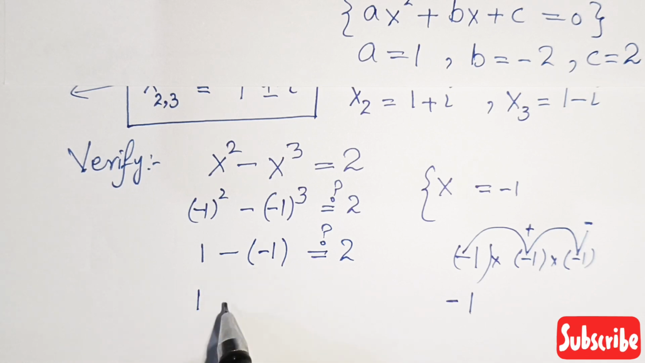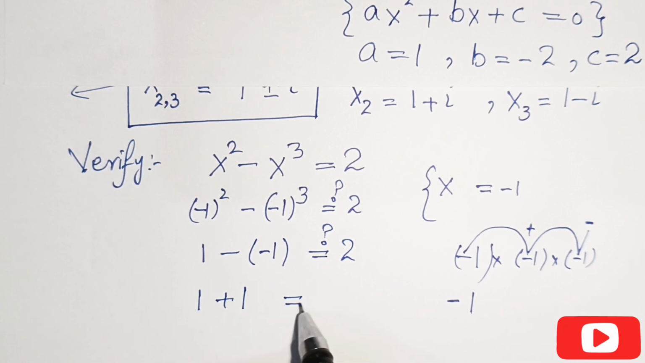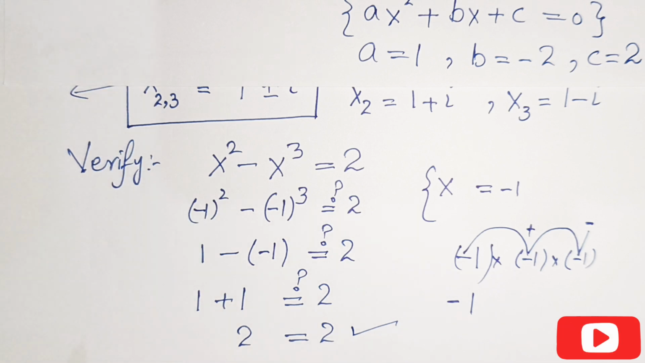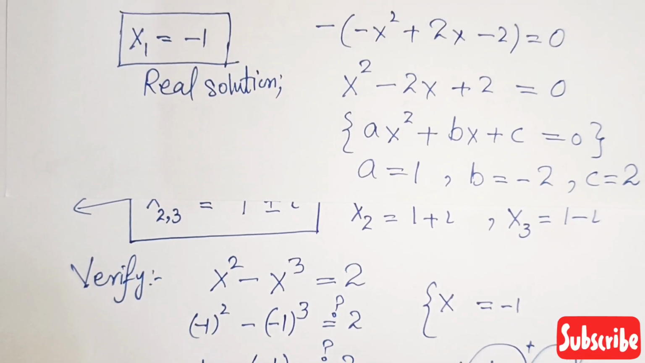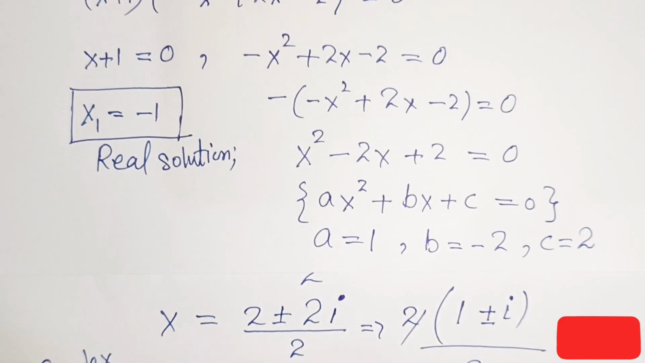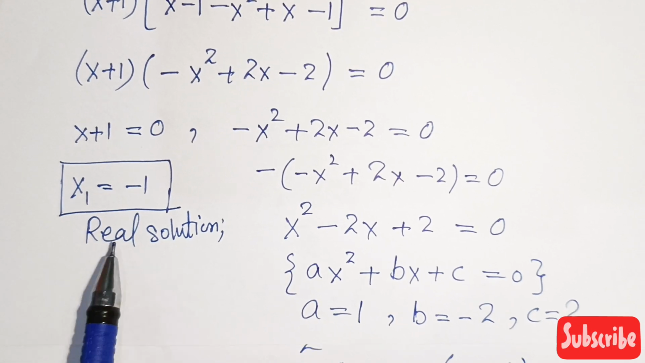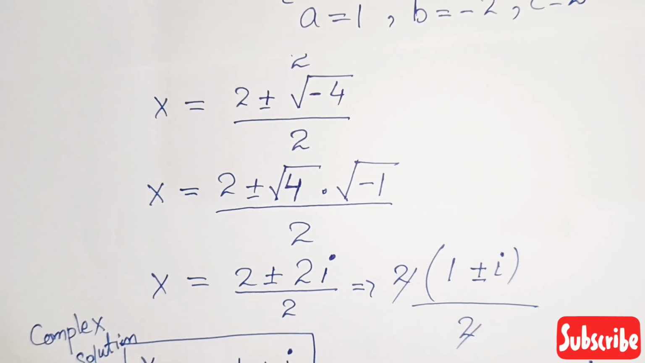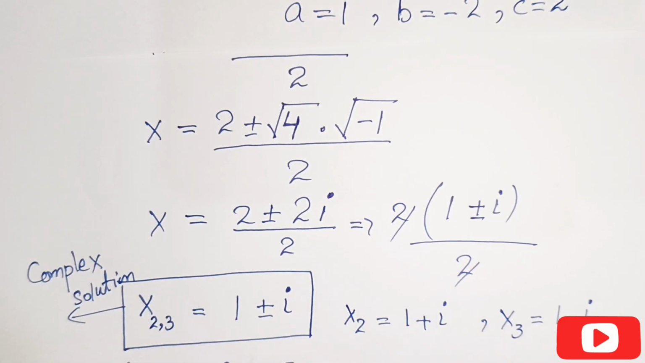Now 1 minus minus 1, which is plus 1, is it equal to 2? Yes, it is equal to 2, because 1 plus 1 is equal to 2, and 2 is equal to 2. So the left hand side of this equation is equal to the right hand side. Now our final answer is here. We have three values of x. It is our first value of x, which is real, and we have complex solutions, that is 1 plus i and 1 minus i.